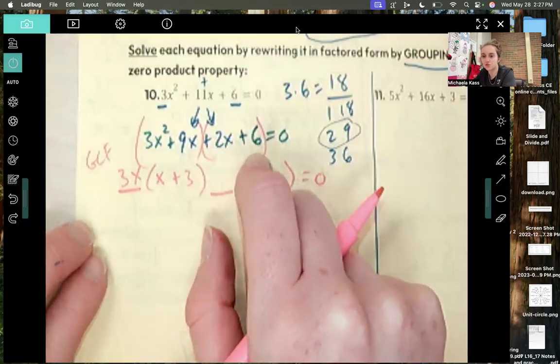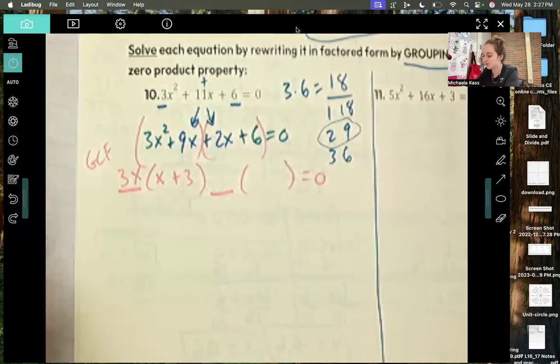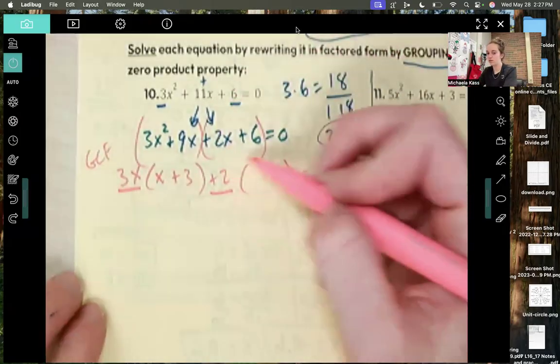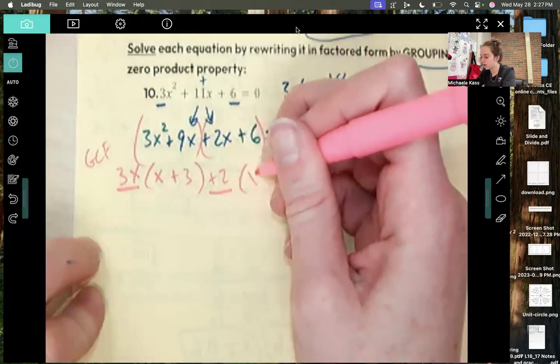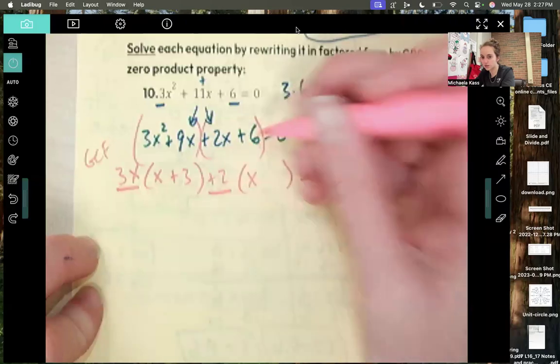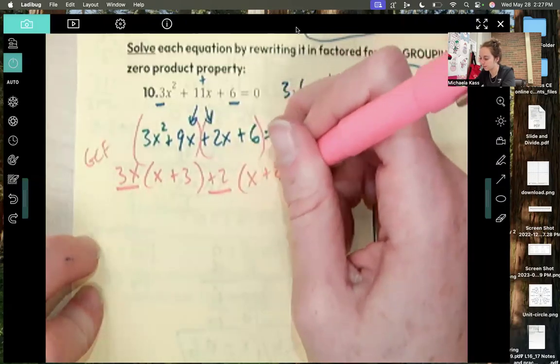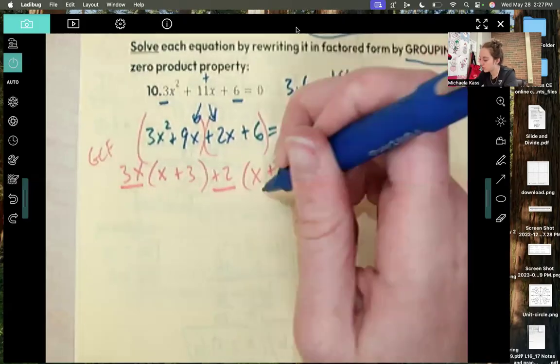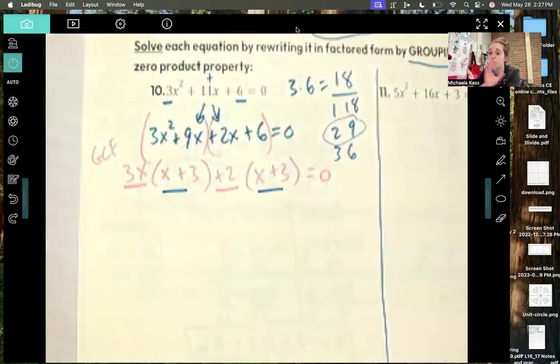We ask ourselves, does 2 go into 6? It does, okay? So we write plus 2. 2 times what is 2x? X. And 2 times what is 6? 3. Now, before you move on, if these don't match, you can't move on.